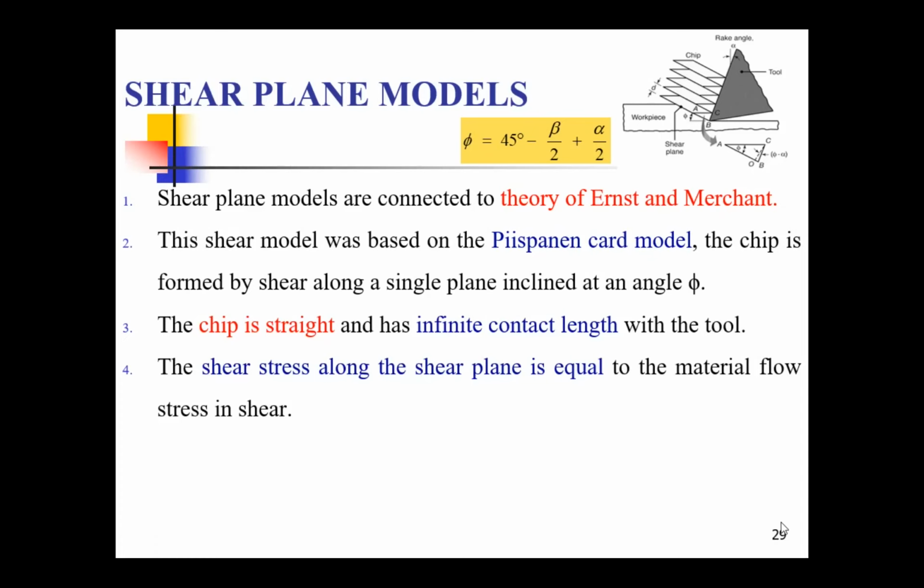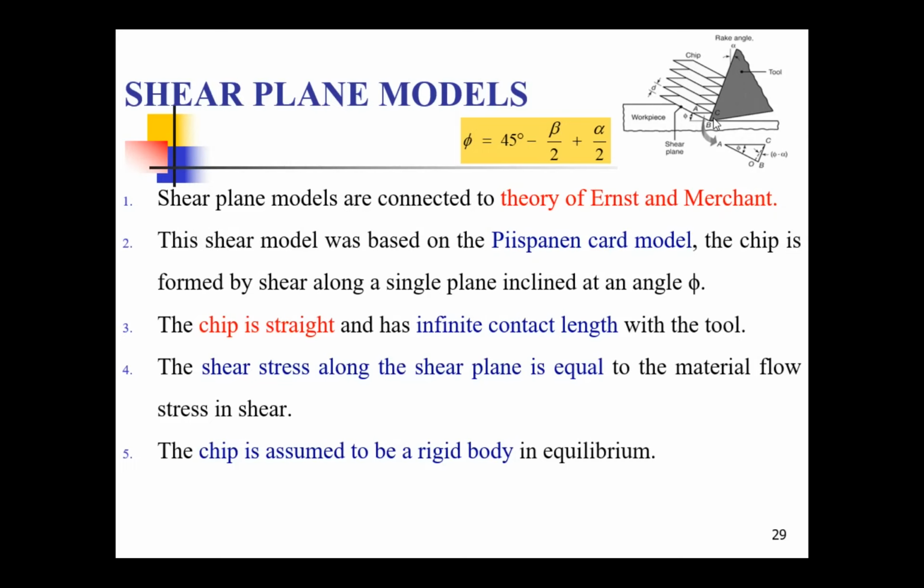Now the shear stress along the shear plane. You can see here, I am moving my cursor here. This is my shear plane, AB. AB is my shear plane. The shear stress along the shear plane is equal to the material flow stress in shear, because material is removed because of pure shearing action, right? So the stress is equal to the shear stress along the shear plane. Then only the material will be removed.